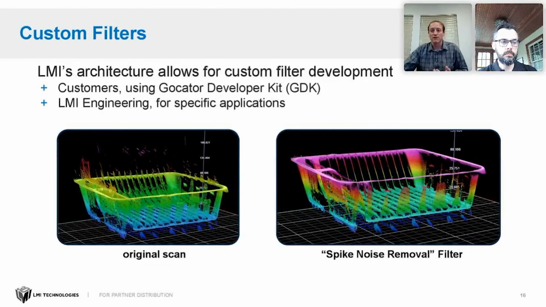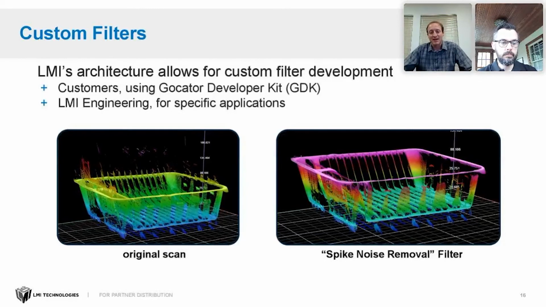Every tool we've talked about so far is part of the general LMI machine vision toolset. When you download our emulator or use one of our Gocator laser line profilers, those tools are available in the toolset. But we have the ability to create custom tools, specifically custom filters for specific applications. We do this either through our GDK. This is a generally available Gocator developer kit. You can download it from our website. Plenty of customers take advantage of it to write their own custom filters for their applications, or you can have our engineers develop, based on an image set, a custom filter to remove noise or enhance specific features.